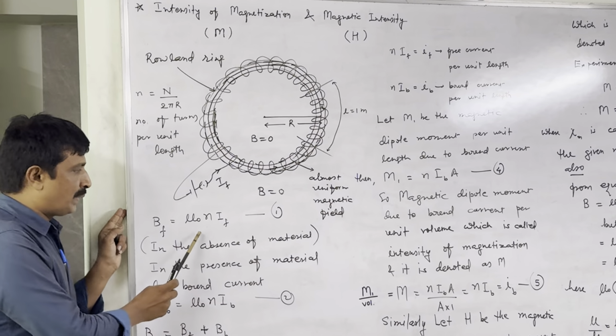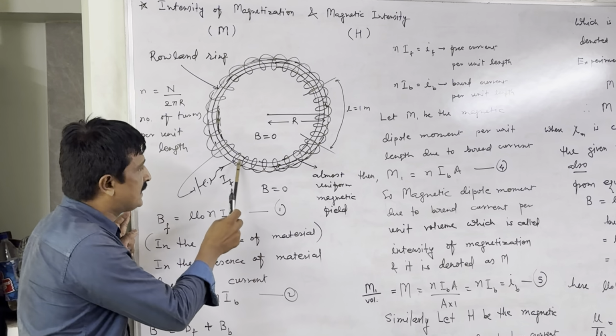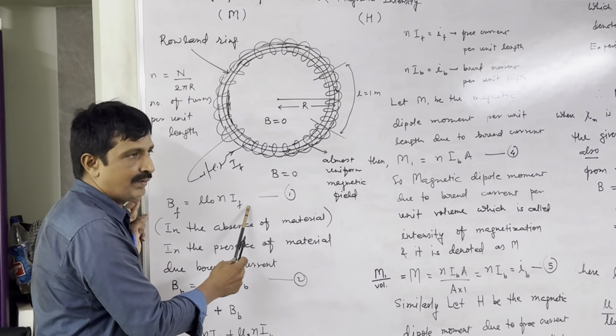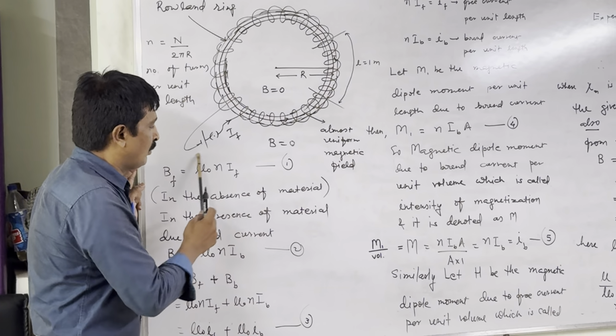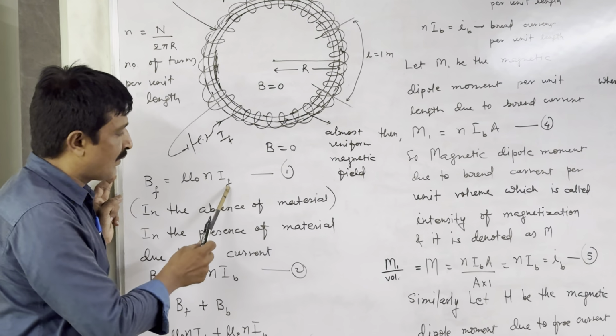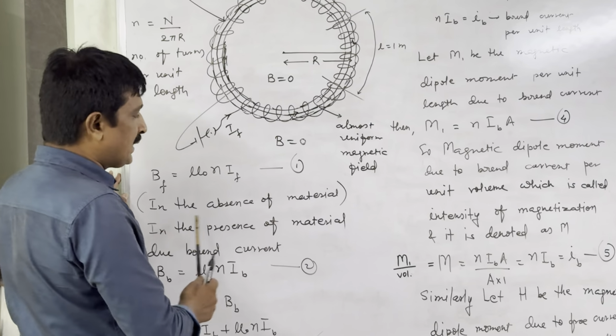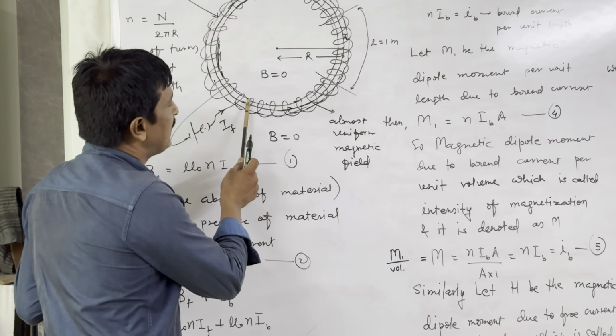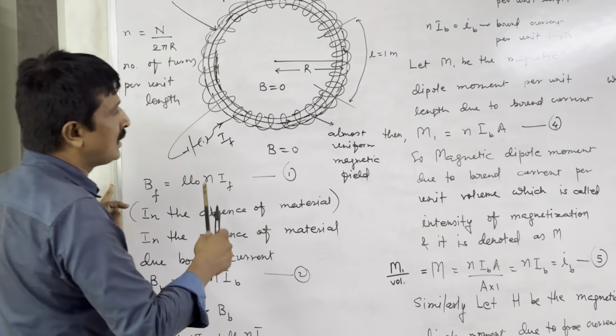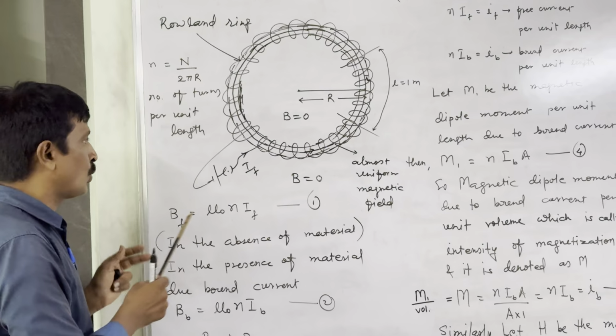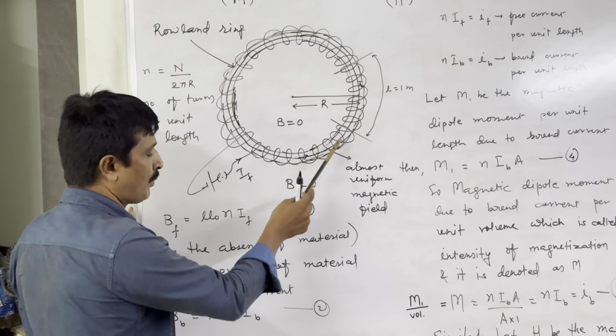In the absence of material, the magnetic field in this region is mu naught n i_f. It is the formula for a very long solenoid. i_f stands for free current. But in the presence of material, there will be bound current also on the surface, because the atomic current loops adjust according to the external magnetic field.